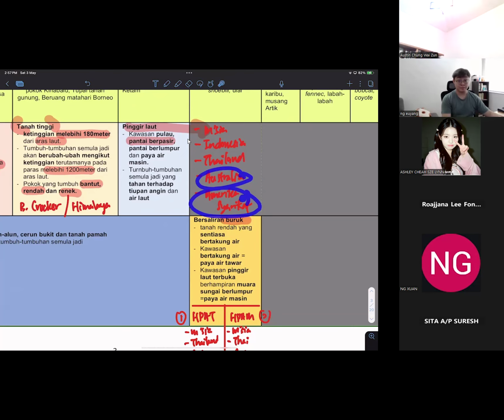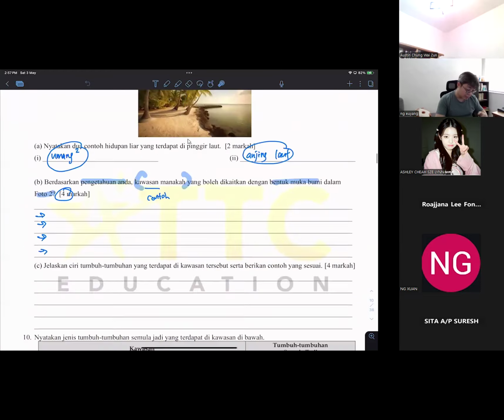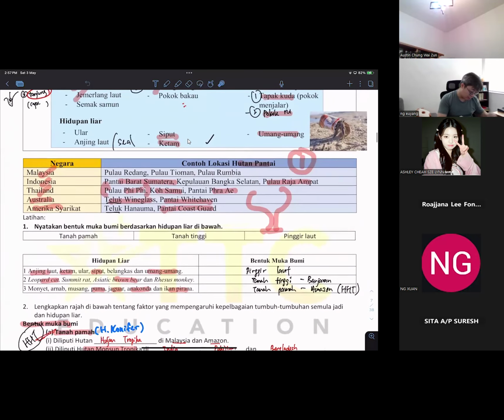Pantai Coast Guard. Okay, so please try to refer to your Bab 3. This is the hutan pantai in your Bab 3. This is pinggir laut, right? So hutan pantai. Okay, pantai Coast Guard, Hanauma, Wine Glass, Whitehaven. So Thailand, Pulau PP, Koh Samui.